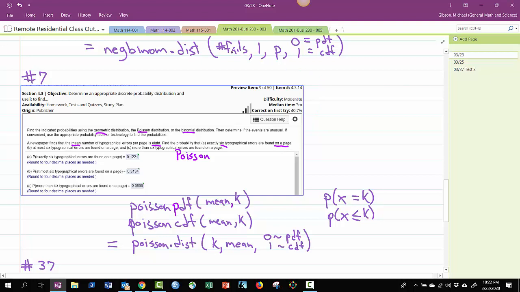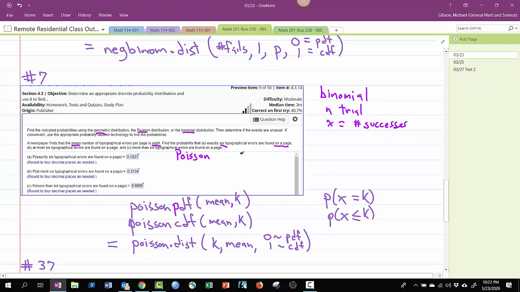All right, so we've already seen up above that geometric is when they're asking you about when is your first success. You're going to do something until your first success. How many times are you going to do it? That's geometric. For the binomial, they're going to tell you we're going to do this n times. There's going to be n trials, and then x is the number of successes in those n attempts, okay?